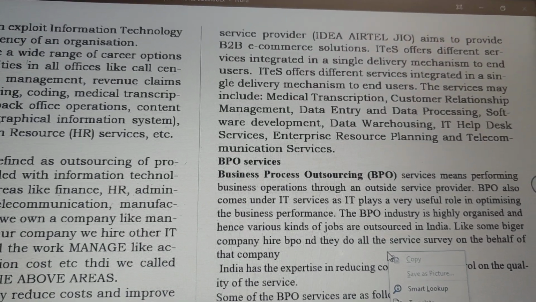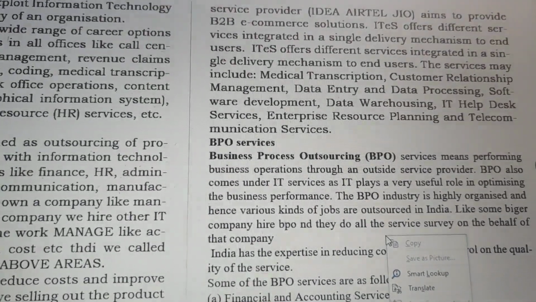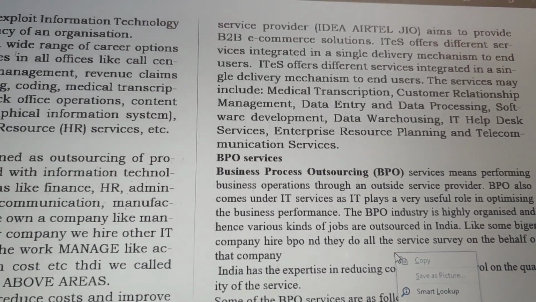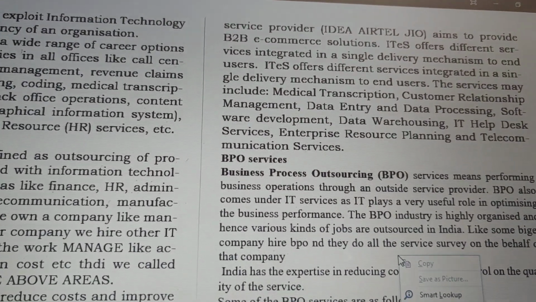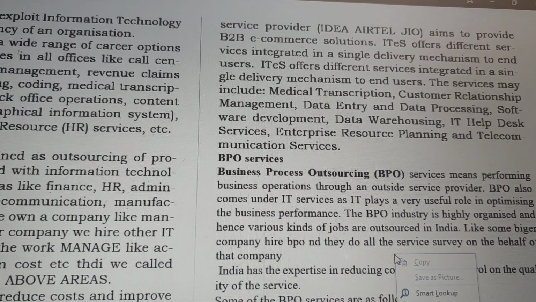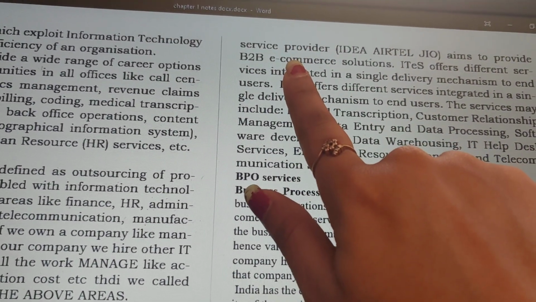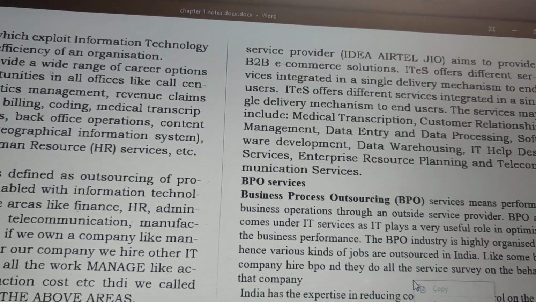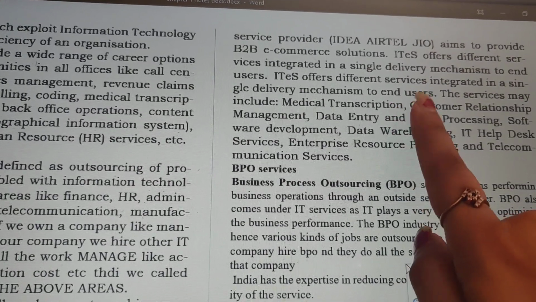ITES offers different services integrated in a single delivery mechanism to the end user. So what does ITES offer? It offers different services which are integrated in a single delivery, meaning we are dealing directly, right? So in this process, ISP, internet service provider, starts with business and ends with business. But in ITES, it starts with business but it ends with the user.